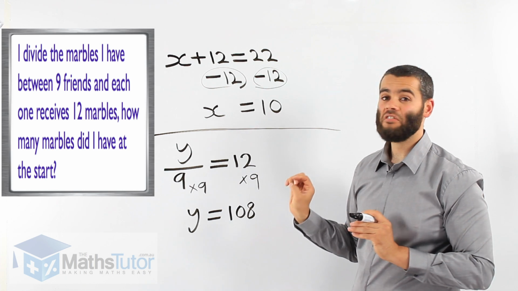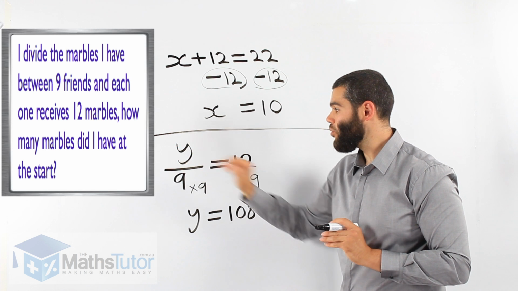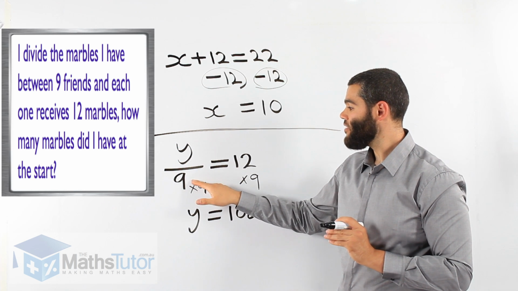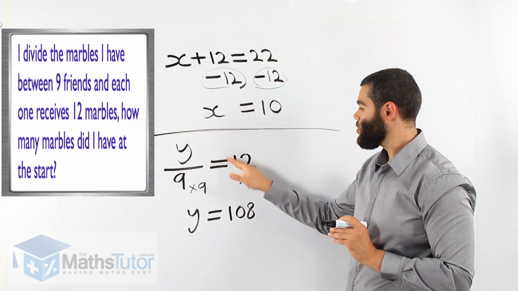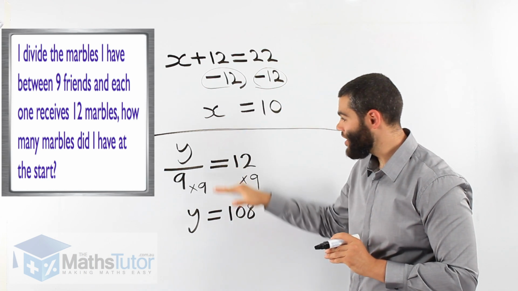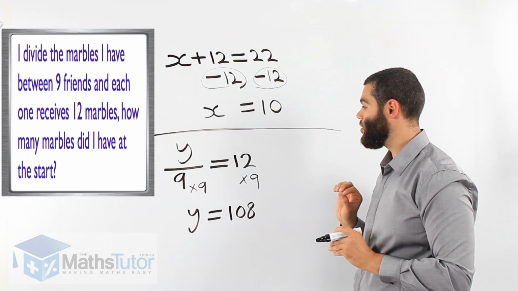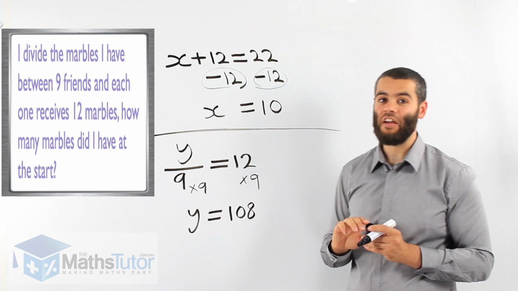Again, keywords, there was a divide, there it is. My total at the start, the y, I'm dividing by 9 of my friends, there it is, and each one's going to get 12. Very important to be able to decode the information and put it into mathematics. It's a very critical skill that you need to know from now all the way through high school.